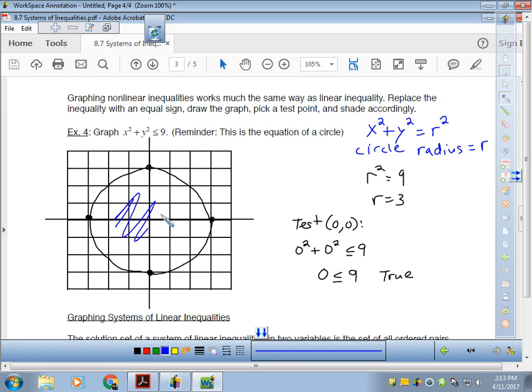So the middle of this circle will get shaded to answer our inequality. So any point that is here in the middle of this circle, inside of the circle, will be a solution to this inequality. Okay. So any of these points is okay.